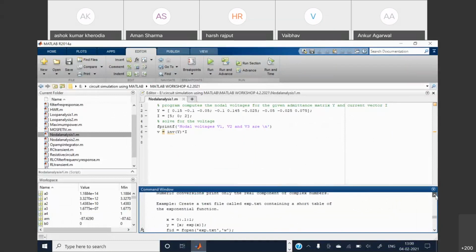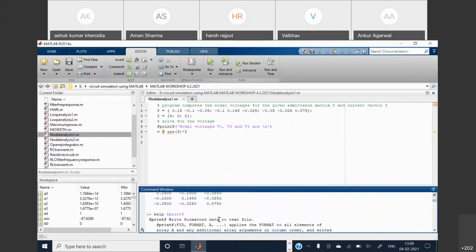See here. What will it do? fprintf writes formatted data to a text file. So when you are getting the result, you'll find out the values here. For example, fprintf, what you want to print: Nodal voltages V1, V2, and V3 are, and the terminator, that's \n.